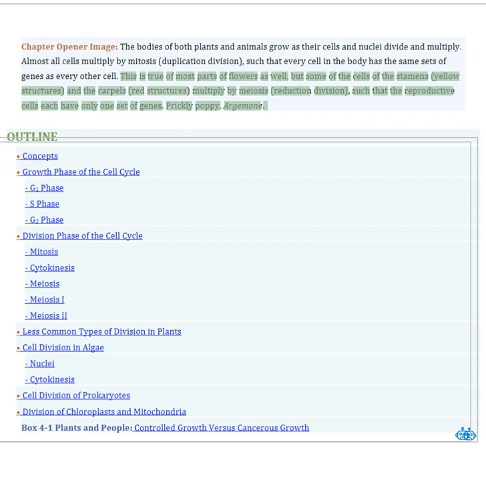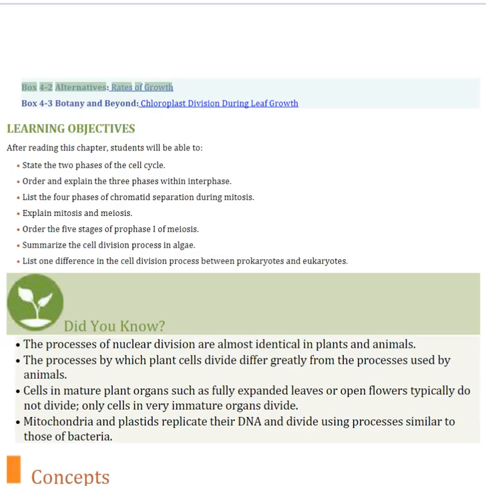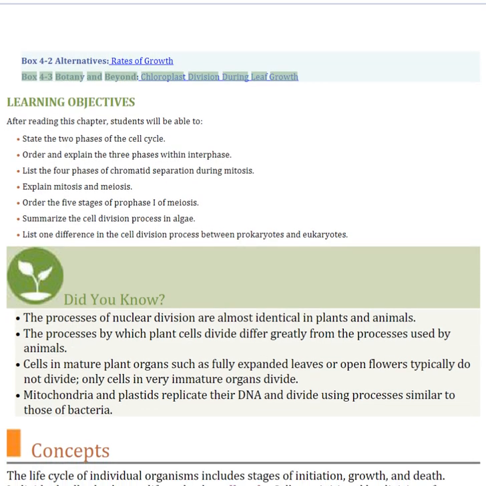Prickly Poppy, Argemone. Outline. Box 4-2 Alternatives, Rates of Growth. Box 4-3 Botany and Beyond, Chloroplast Division during Leaf Growth.